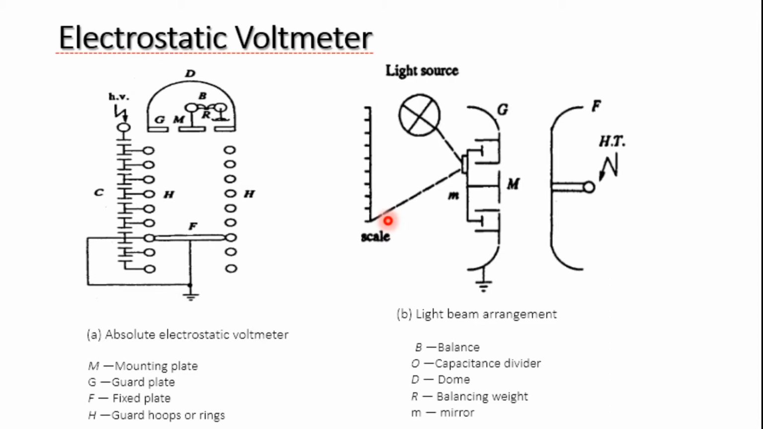Some instruments are constructed with an enclosed structure containing air, carbon dioxide or nitrogen. These pressures may be of the order of 15 atm. So a working stress as high as 100 kV per centimeter may be used in an electrostatic voltmeter in vacuum. So this is the circuit diagram, construction and working principle of an electrostatic voltmeter.